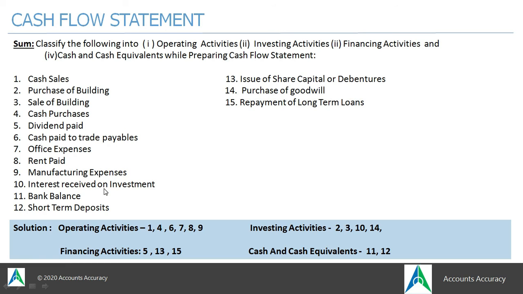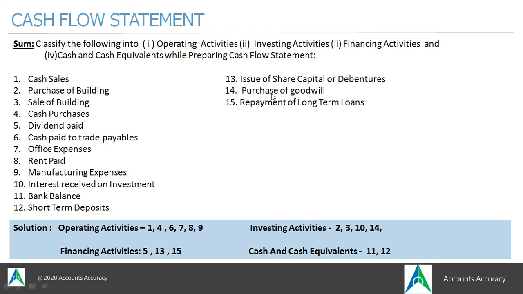Next is your interest received on investment. When the word received is there, that means it has been received by the company on the investments. So that's why it will come to investing activity. Bank balances and your short-term deposits go under cash and cash equivalent. So that's why these two items will be shown in cash and cash equivalent. Next to that is your issue of share capital or debenture. When it is related to shares and debentures, that goes under financing activity.